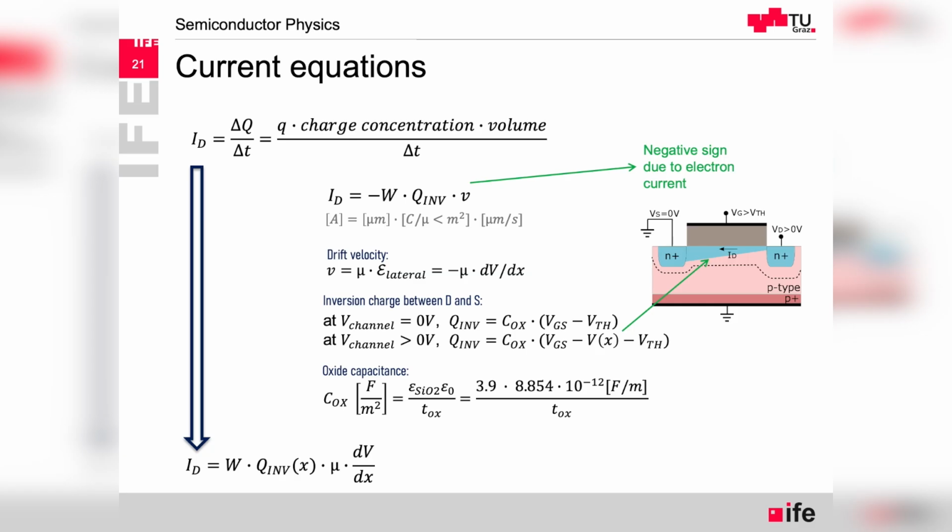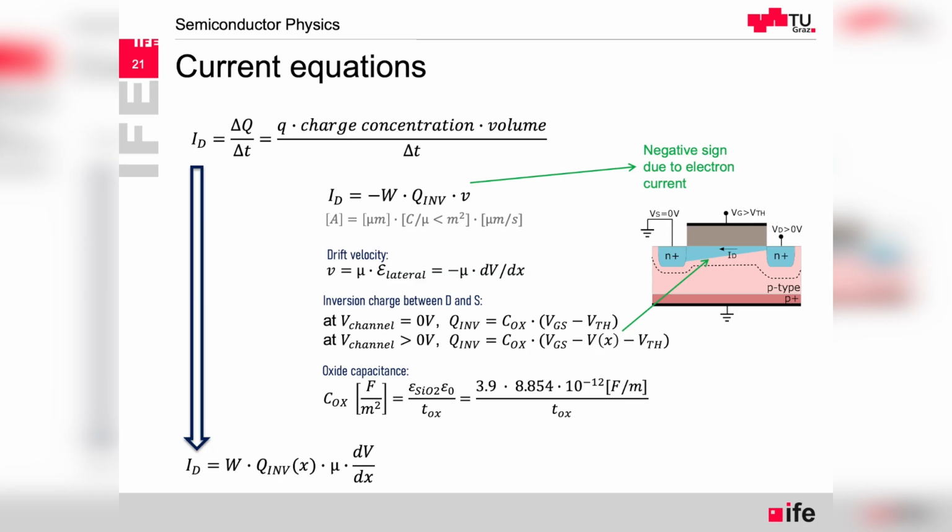How we define it, we remember, is the mobility times the lateral electric field. Qinf, the inversion charge, that's interesting because that's going to depend where we are at the channel and what is the channel voltage. But basically Qinf is going to depend on the capacitance of the oxide. So for MOSFET transistors, typically it's silicon dioxide. So depending on the thickness, the oxide capacitance is going to be different.